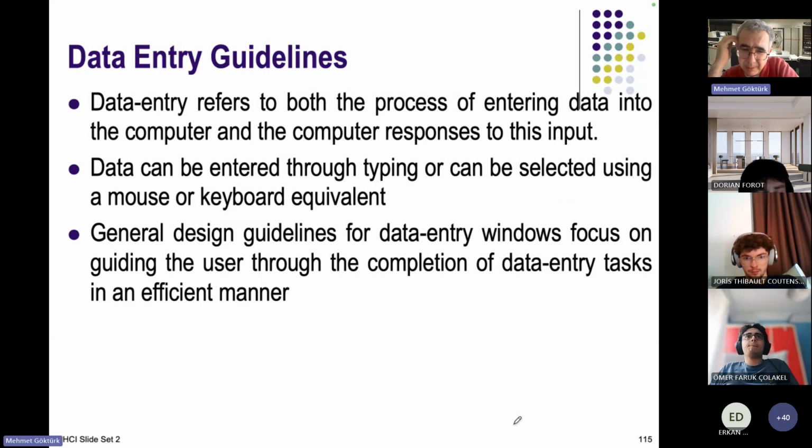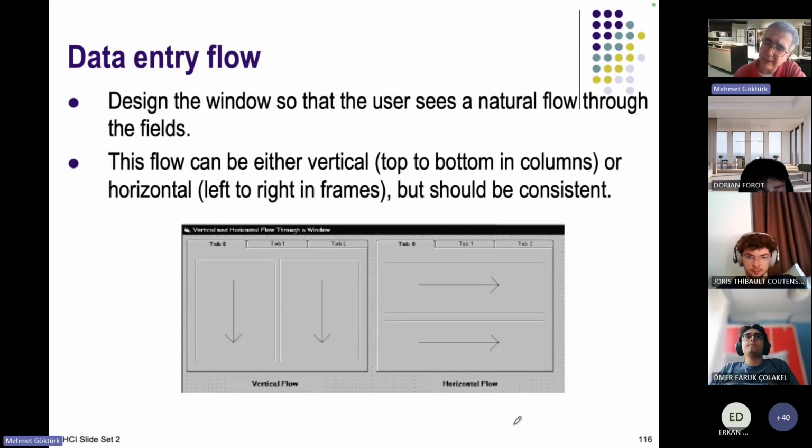So the guidelines about data entry: it could be typed or it could be selected. The general guidelines are there will be a flow. The flow is generally, for the Latin alphabet, from top to bottom or from left to right. All the fields that need to be filled are processed from top to bottom, left to right by the person. They should be consistent.